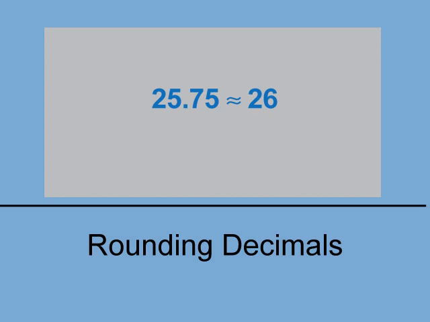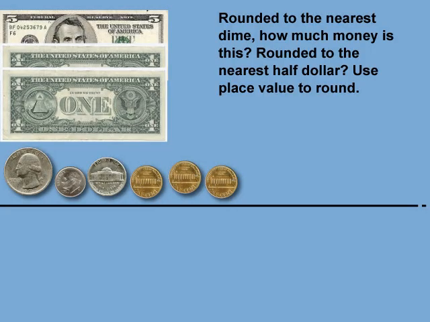We use a base 10 numbering system to write, compare, and compute with numbers. In this video, we will explore how to round decimals using place value. Let's start with an example. Rounded to the nearest dime, how much money is this? Rounded to the nearest half dollar, use place value to round.